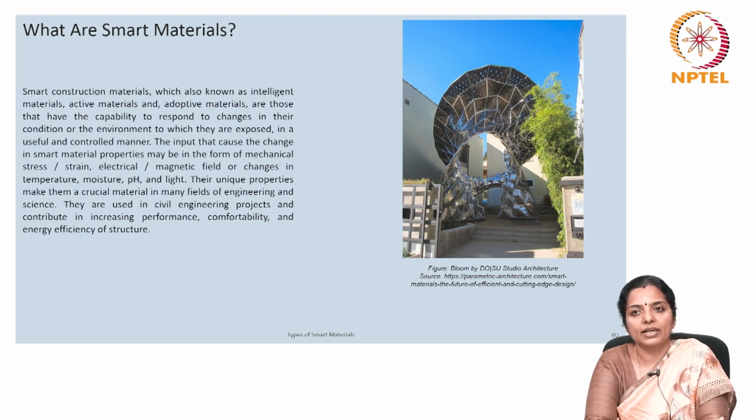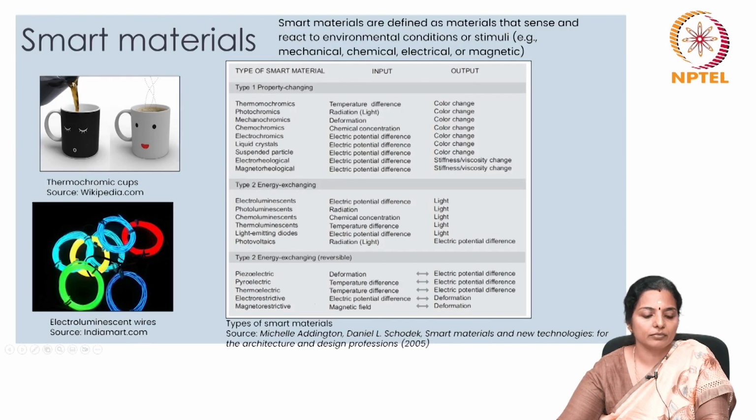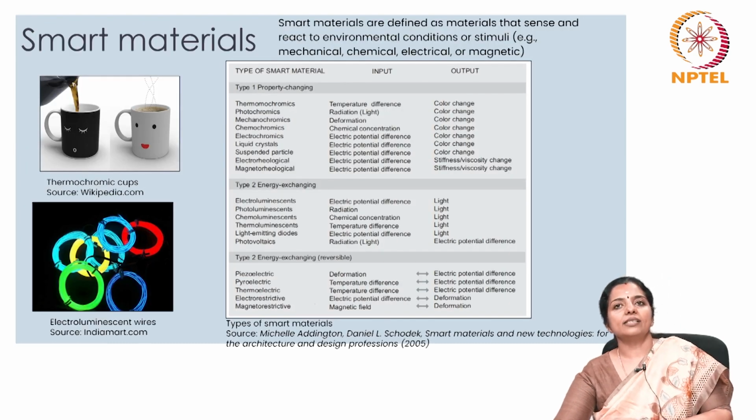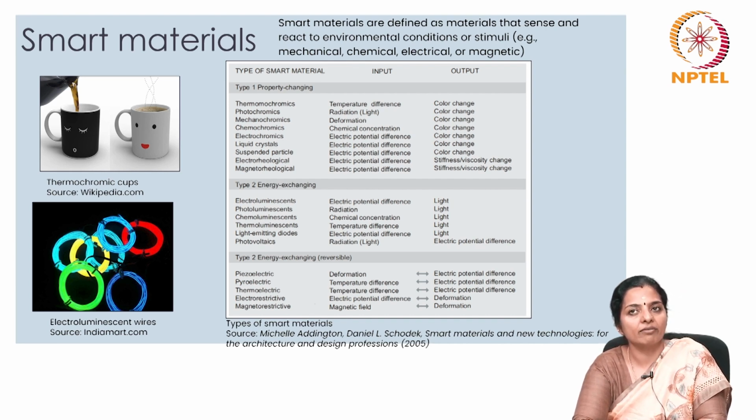Their unique properties make them a crucial material in many fields of engineering and science. They are used in civil engineering projects and contribute in increasing performance, comfortability and energy efficiency of structure. Now let us see what these are. So, smart materials can be defined as materials that sense and react to environmental conditions or stimuli.